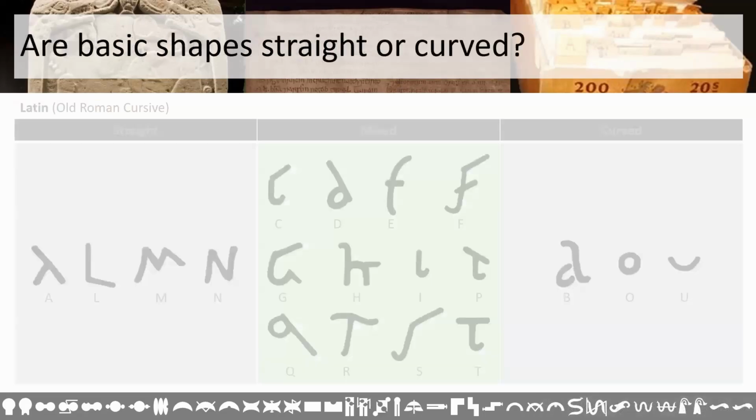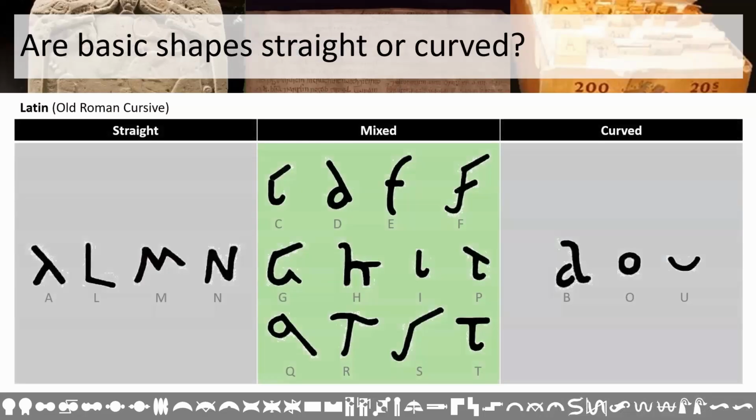Okay, so the first question I want to ask in terms of the visuality of the three scripts, are basic shapes straight or curved? So if we take the old Roman cursive script, which might have been a little bit earlier than the period we're interested in, but certainly was present in Northern Britain. On the left, you can see those basic shapes formed just of straight lines. On the right, those which are formed just of curved lines. And in the middle, you can see that the majority of old Roman cursive basic shapes are a mix of both straight and curved lines.